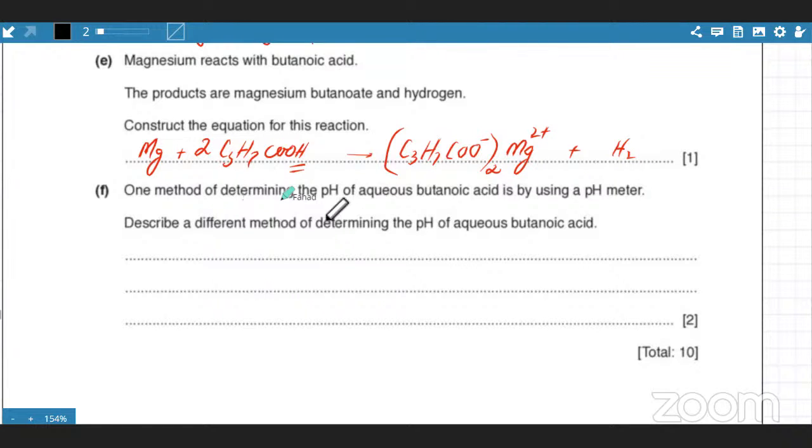Next one: one method of determining the pH of aqueous butanoic acid is by a pH meter. Describe a different method of determining the pH of aqueous butanoic acid. Now, one is a pH meter, the other one, remember you're trying to measure the pH of aqueous butanoic acid, could be a universal indicator paper.